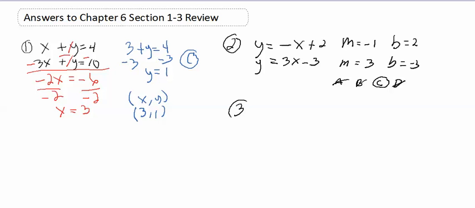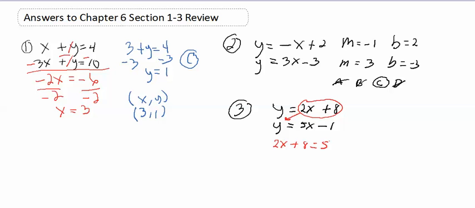Number 3. Find the solution of the system of equations. The best way this one's going to work is I'm going to use the substitution method, and that's a -1 in case you can't read it. Okay, I am going to substitute. I am going to take this equation and plug it in and substitute. So I have 2x plus 8 is equal to 5x minus 1.